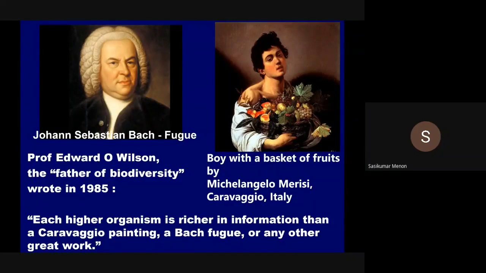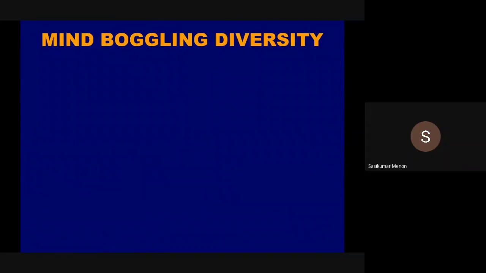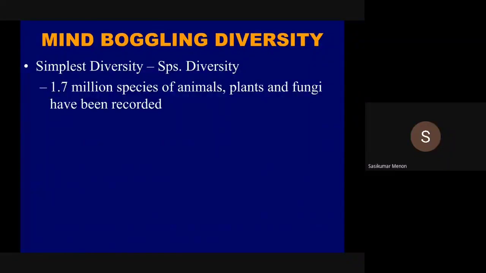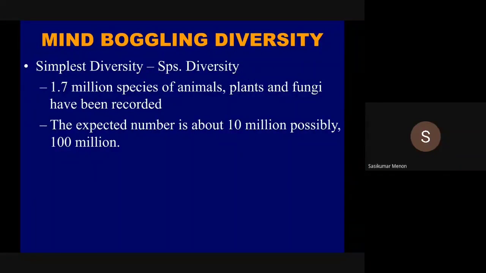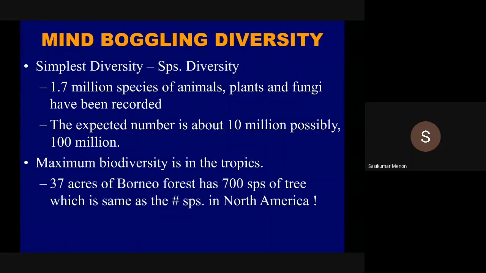That's a very nice way of putting it by Professor Edward O. Wilson. Now, we all know that there is a mind-boggling diversity. If you look at even the basic diversity at the species level, about 1.7 million species have been identified, but we expect that to go up to 100 million, if we can identify them. Maximum biodiversity is in the tropics, as I told you. In Borneo, in 37 acres of land, you would find 700 species of trees, which is almost equivalent to the number of tree species in North America. That's the kind of high density of biodiversity in these places.